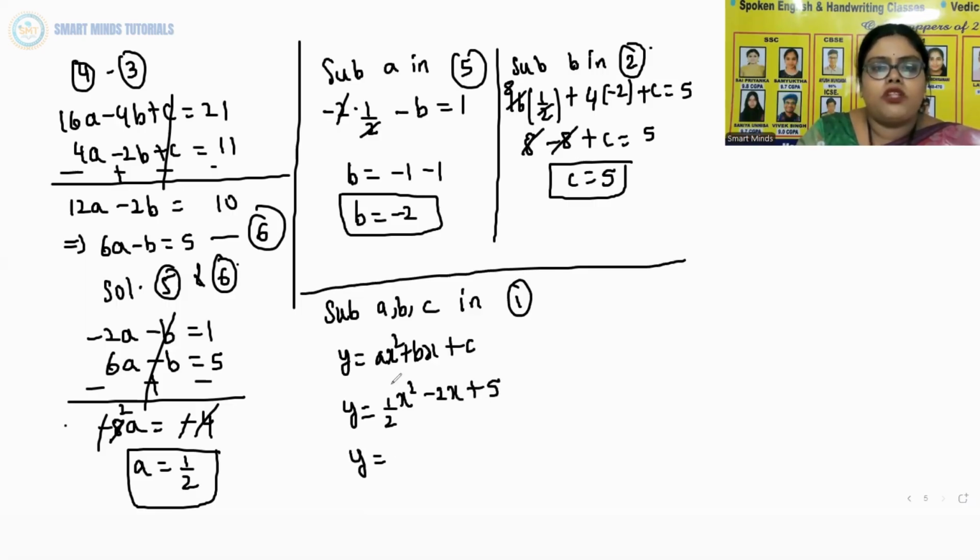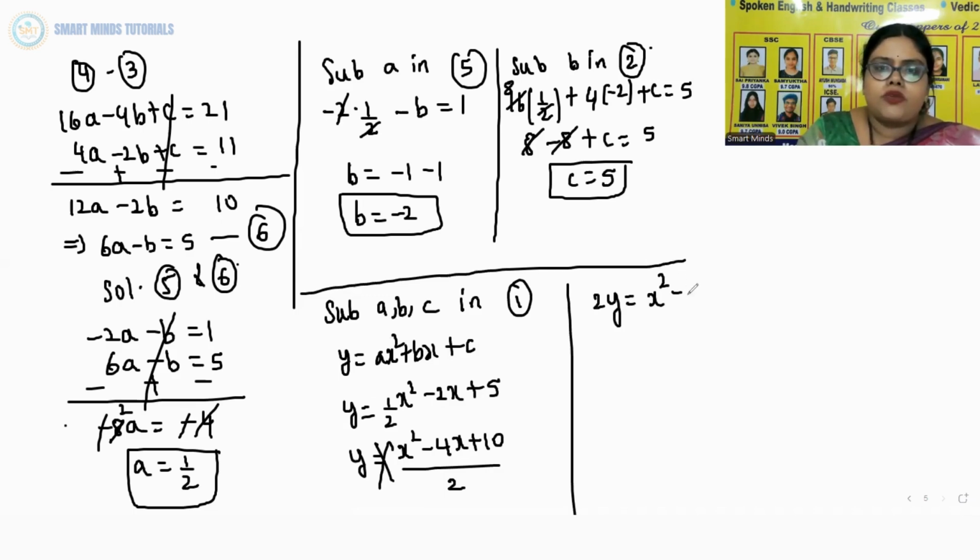Now take LCM on the right hand side. So x square minus 4x plus 10 by 2. Now you cross multiply. So you get 2y is equal to x square minus 4x plus 10. We always want x square positive. So we take left hand side to right hand side. So you get x square minus 4x minus 2y plus 10 is equal to 0.